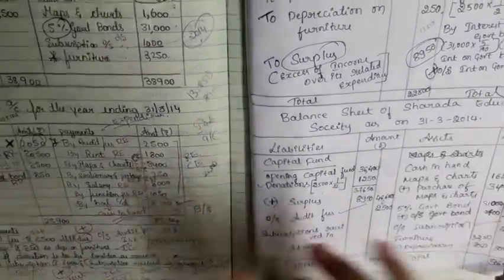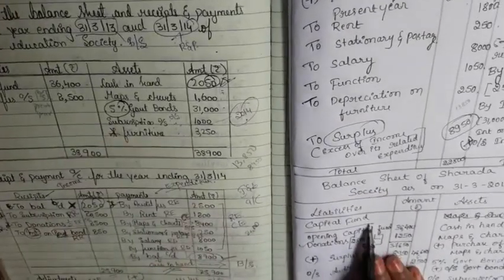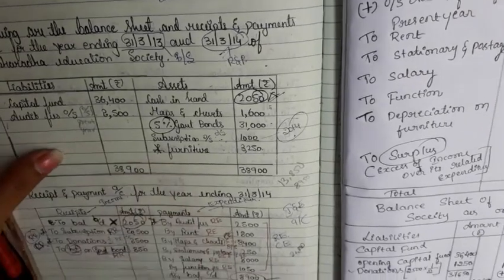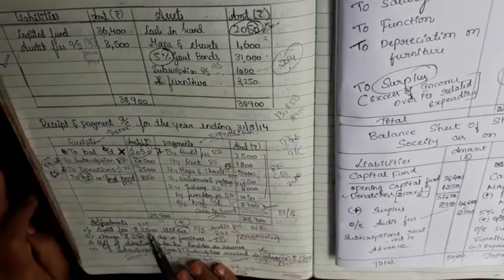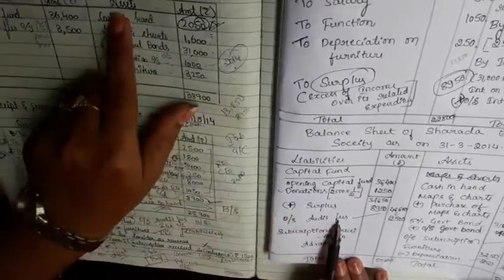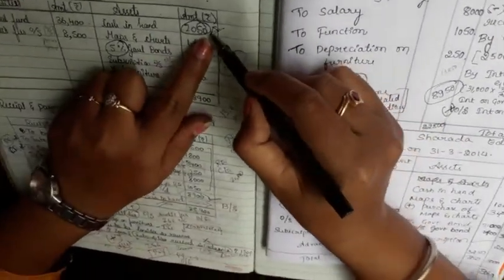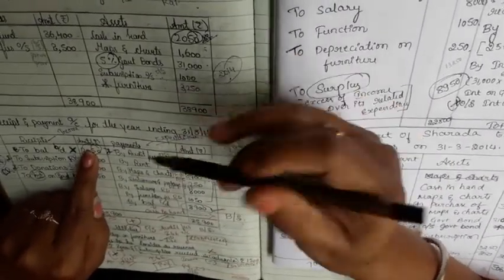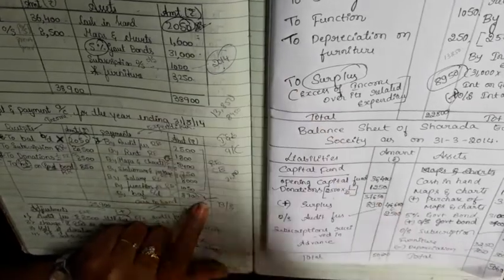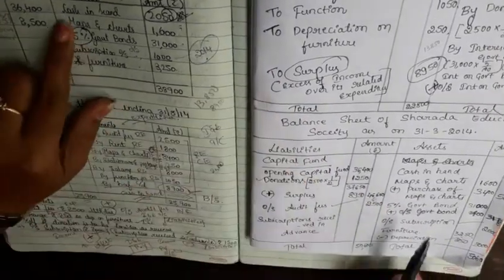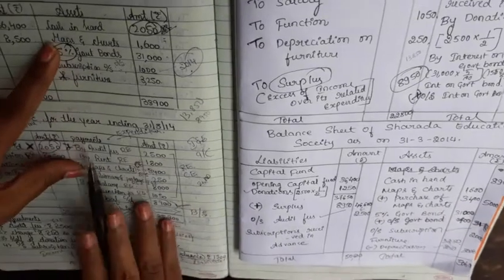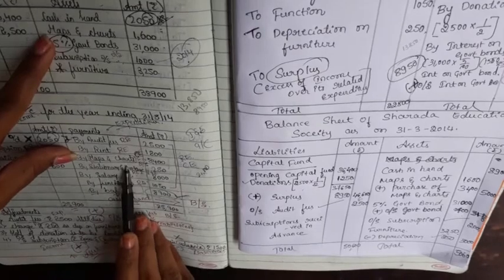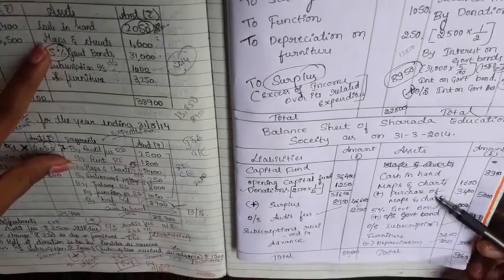Cross verify once. Capital fund is taken in the balance sheet as opening capital fund. Audit fees outstanding: still there is outstanding audit fees in the present year. Cash in hand: this amount is used in the receipts and payments account, so it is not considered in the balance sheet. The receipts and payments account's closing balance will be considered as cash in hand. Maps and charts 1,600. On the payment side we have purchase of maps and charts, 3,400 is added to maps and charts.